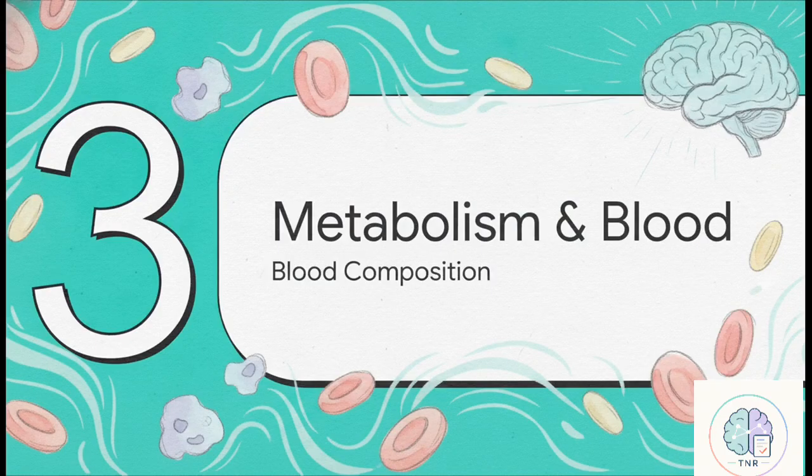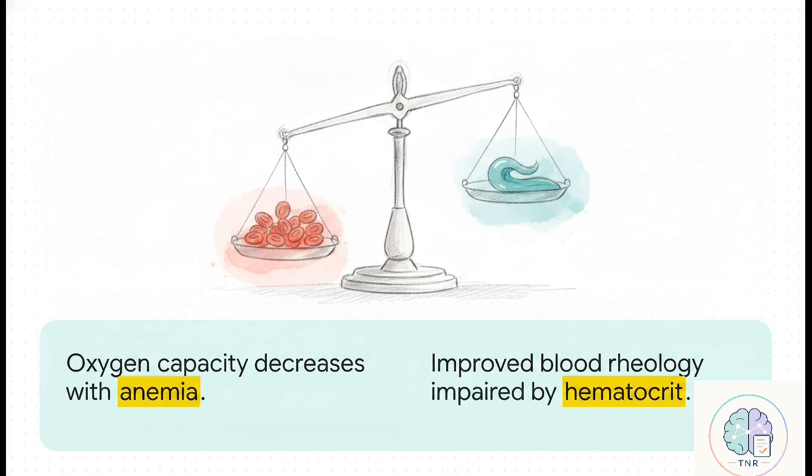That brings us to Section 3, metabolism and blood composition. Let's look at parameter 5, hematocrit. This presents a really fascinating clinical balancing act. On one hand, you absolutely need the oxygen carrying capacity of the blood, right? And that capacity drops if there is anemia. But on the flip side, you also need excellent blood rheology or flow.